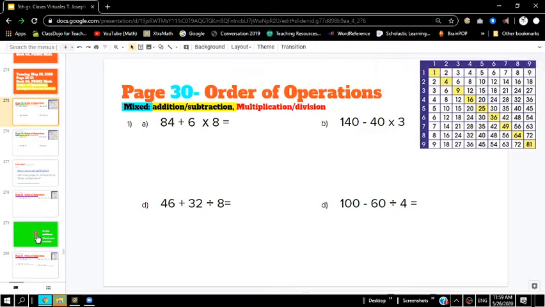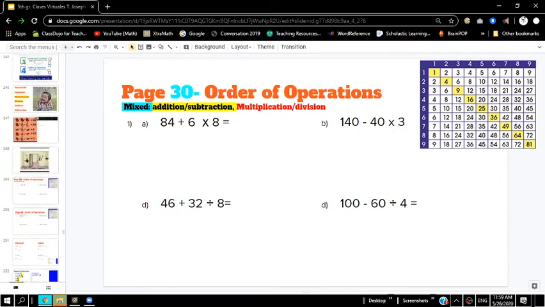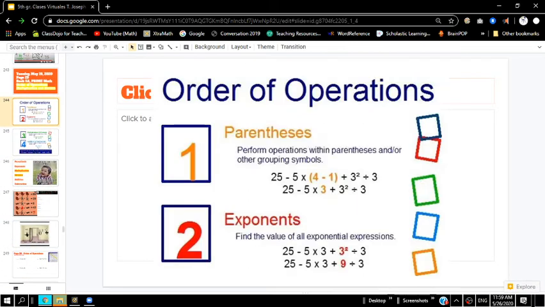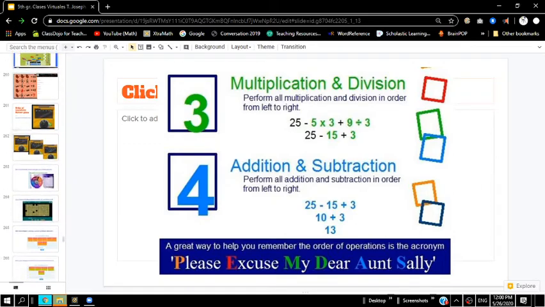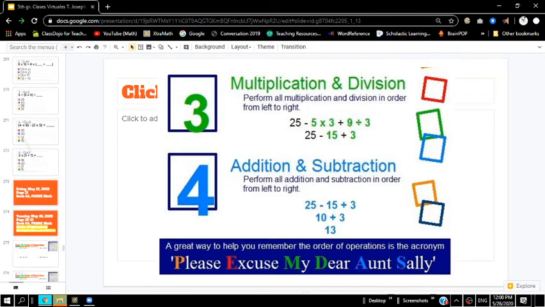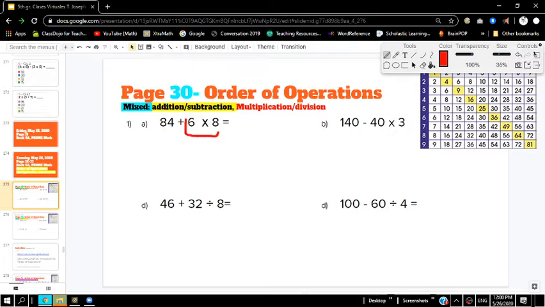Okay, so what we're going to do is just come right back to the steps for doing order of operations. We always start with the parentheses, and then we go to the exponents, and then we do multiplication and division before we do any type of addition or subtraction. So that is something that you need to remember for this problem. 6 times 8 is 48. So let's do that. 6 times 8 is 48.